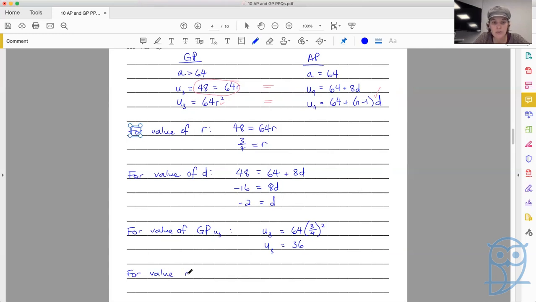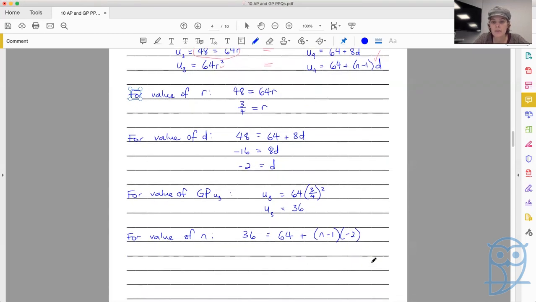So for the value of n, we know that U3 is 36, and we know it equals 64 plus (n minus 1), substituting in brackets, times minus 2. So 36 equals 64 minus 2n plus 2. So 2n equals 64 plus 2 minus 36 equals 30, and n equals 15.